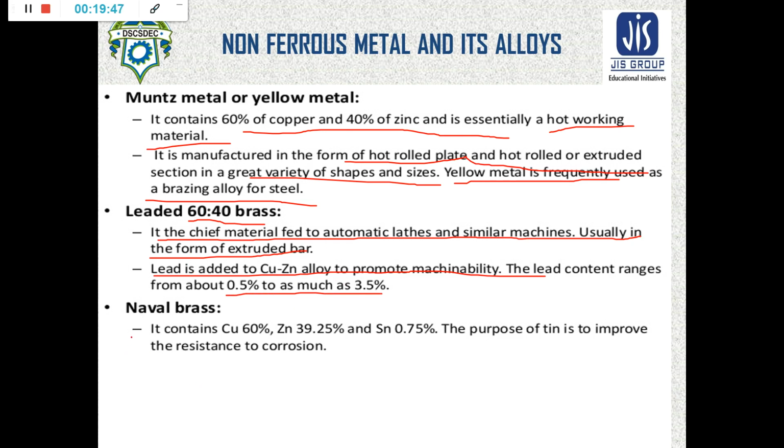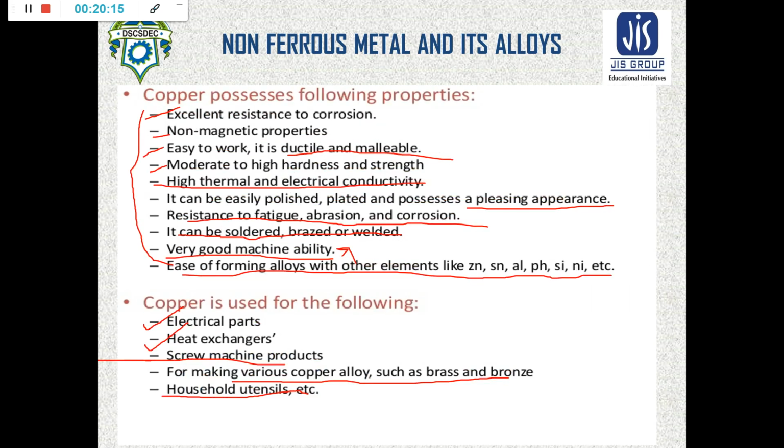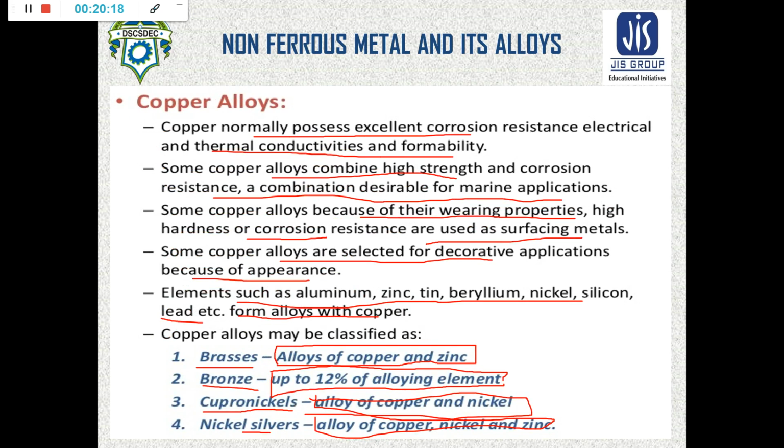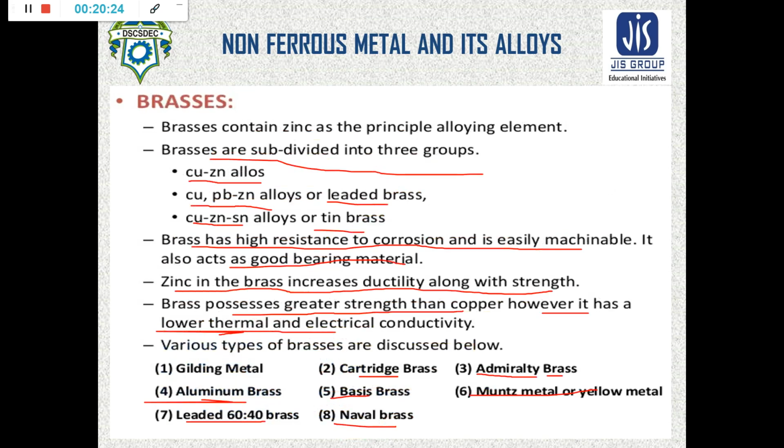And there is another type, that is naval brass. It contains 60% of copper and 39.25% of zinc and some amount, 0.75%, of tin. The purpose of tin is to improve the resistance to corrosion. So these are the types of brass, and we have seen the advantages and the uses of copper and its alloys.